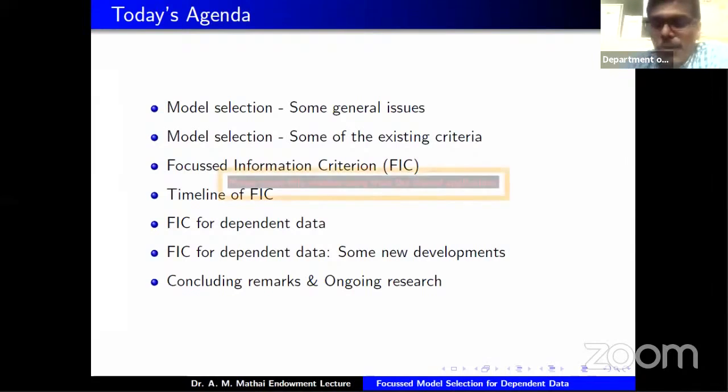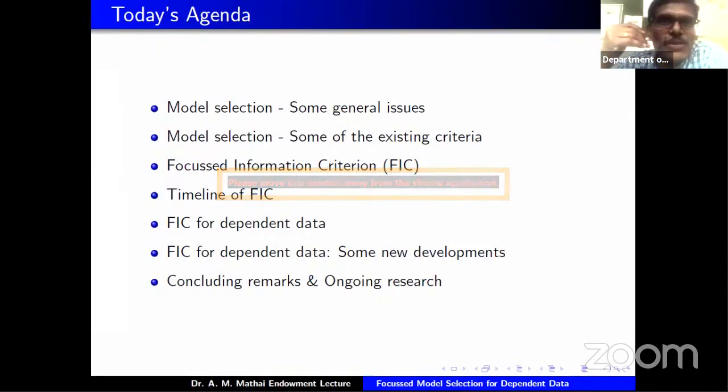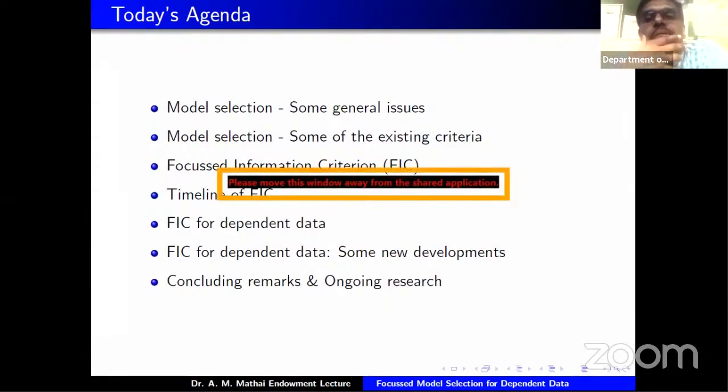So I will be taking you through model selection, some existing criteria, and then I will introduce the need for this new criterion, which was introduced by Claeskens and Hjort sometime in 2003. Mostly for a couple of years it was used for independent data, and then when you have stochastic processes or models based on a stochastic sequence, how this can be made use of. That is where we try to contribute a little bit. And then I'll share some of the recent work that we have been doing.